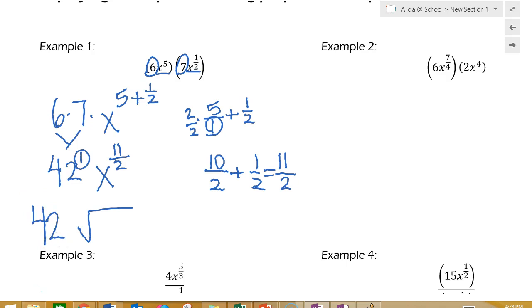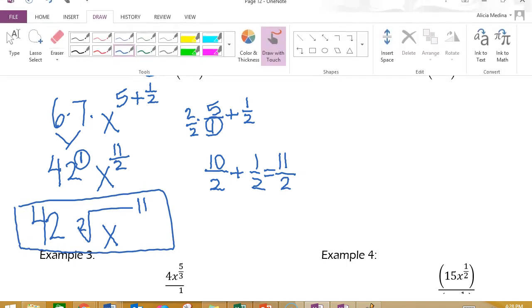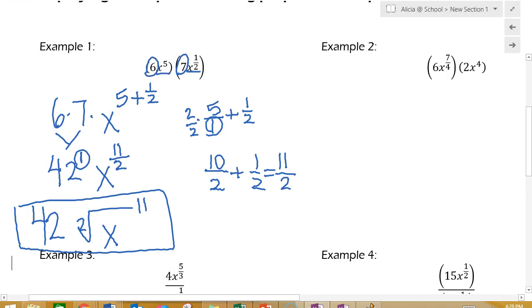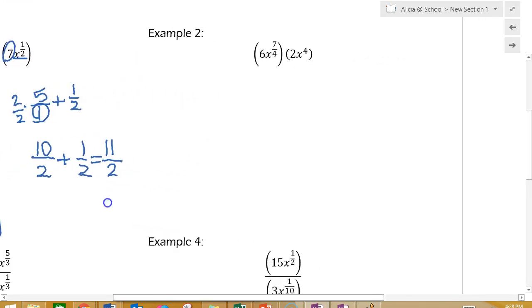My x to the 11/2 is a fraction, so my base of x has to go inside the radical. My numerator of 11 is my exponent, and the denominator is my root number. Now I am done, and this is my final answer. So once you simplify it, that's only part of it. You still have to go ahead and rewrite it in radical form.